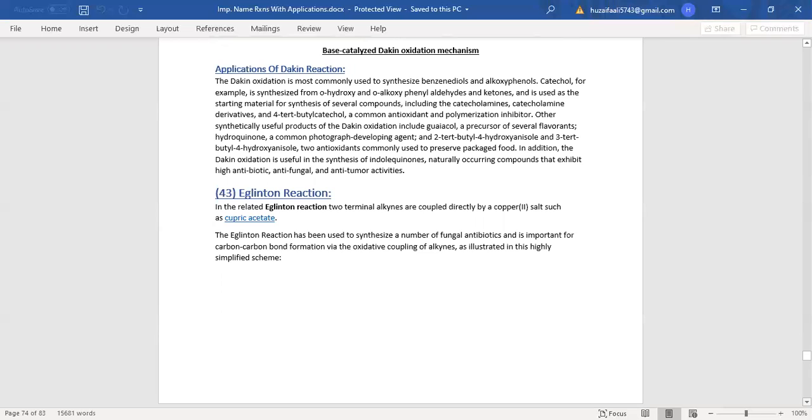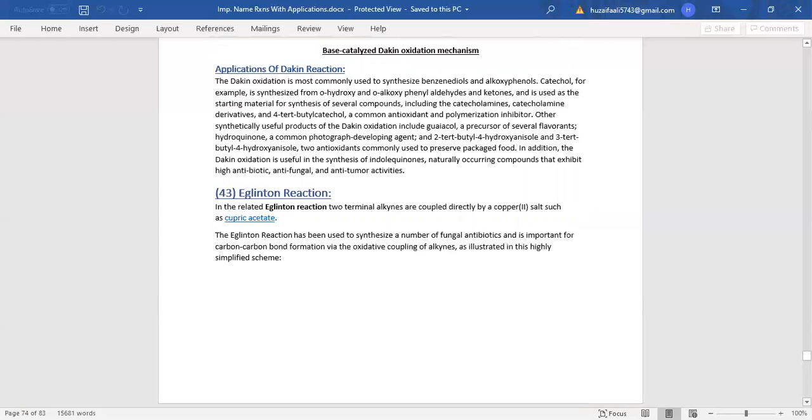a common antioxidant and polymerization inhibitor. Other synthetically useful products of the Dakin oxidation include guaiacol, a precursor of several flavorants, hydroquinone, a common photograph developing agent, and 2-tert-butyl-4-hydroxyanisole and 3-tert-butyl-4-hydroxyanisole, two antioxidants commonly used to preserve packaged food.